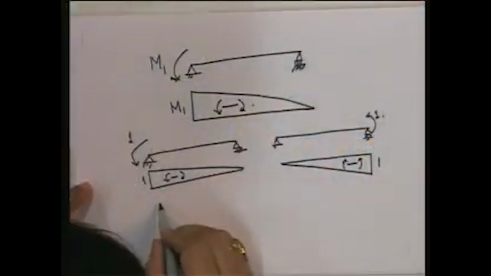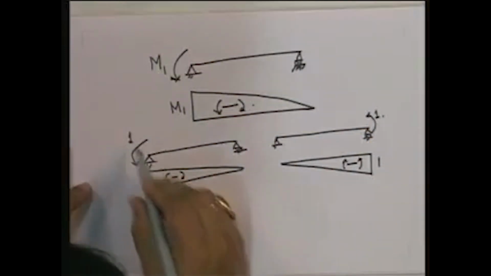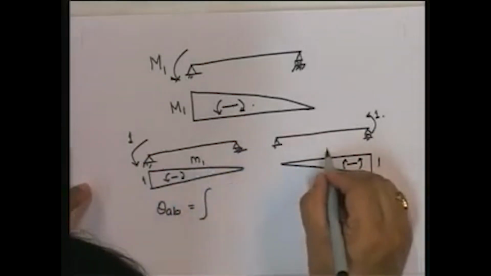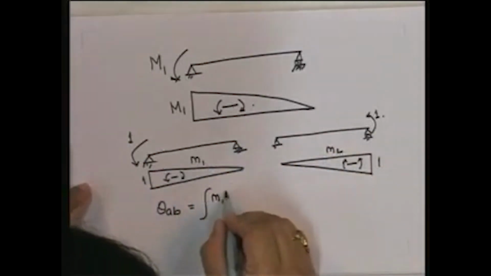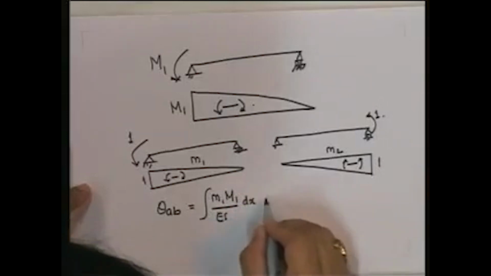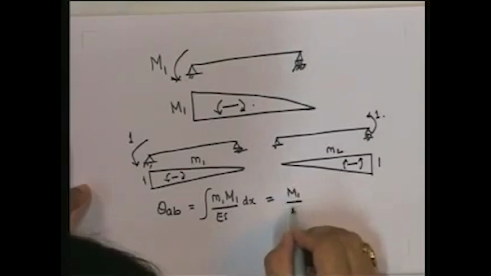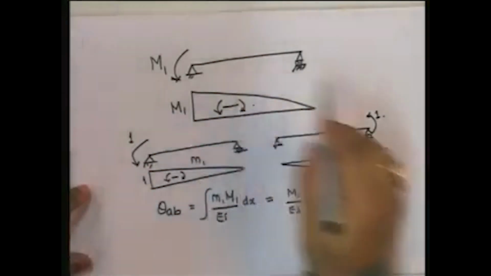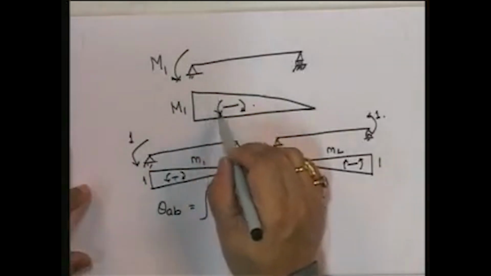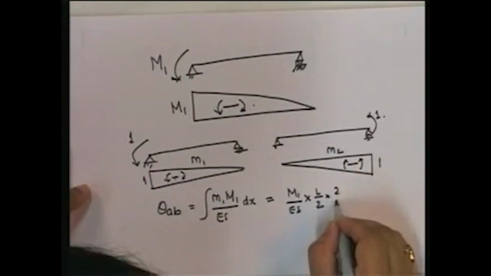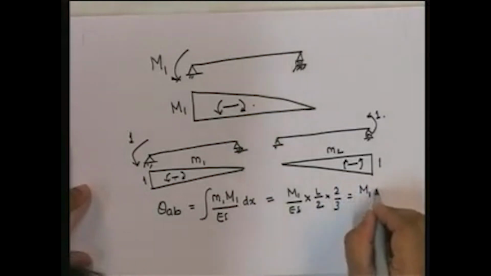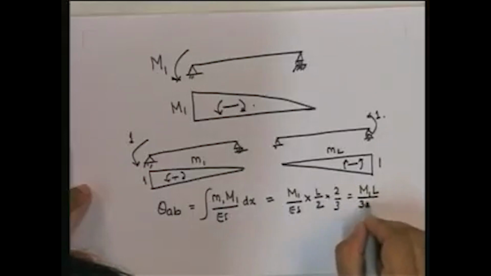I need to do 1 into theta AB, that's my external virtual work, is equal to, this is going to be my M1, this is going to be my M2, this is going to be equal to integral of M1 upon EI dx, which is equal to M1 upon EI into, this is length L, so it's L by 2, this is the area under this curve, and the value at the centroid of this axis, which is equal to 2/3, and so this is equal to M1 L upon 3 EI.